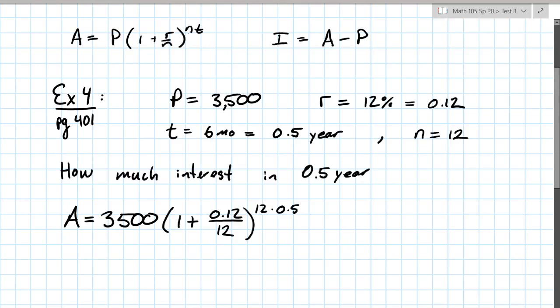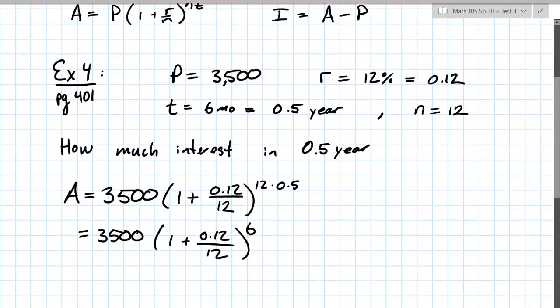So up in the power, we have 12 times 1/2. If you want to, you can think of that power as the total number of times that our interest has compounded. So 12 times 1/2 is 6. That makes sense because we waited 6 months before we paid any money on our purchase.